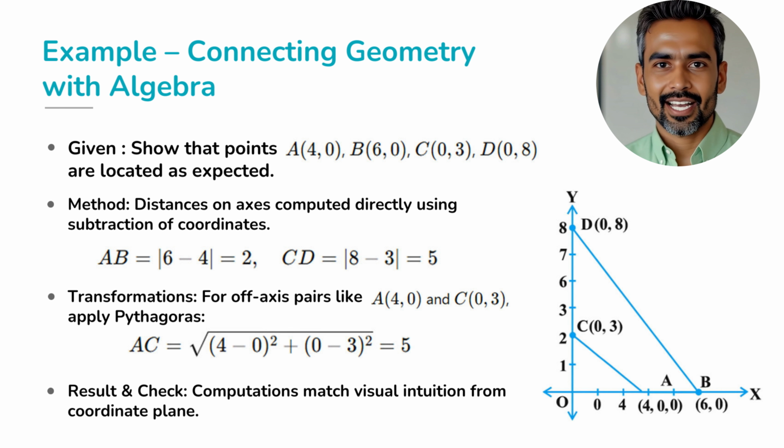But what about a diagonal distance? Let's find AC. AC equals the square root of (4 - 0)² + (0 - 3)². That equals the square root of 16 + 9, which is the square root of 25, equal to 5 units. Notice how algebra confirms what our eyes see on the coordinate plane. Distances are no longer guessed, they are calculated.